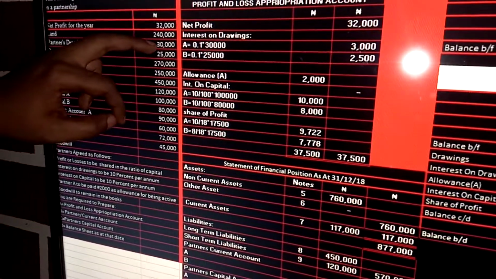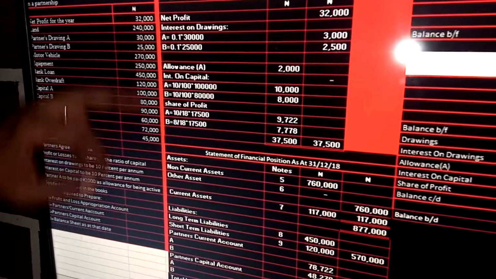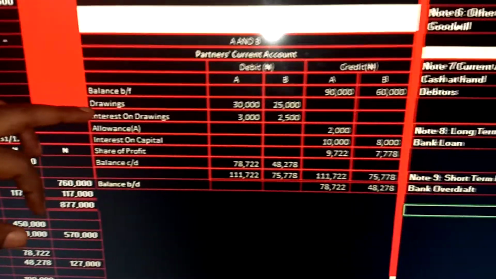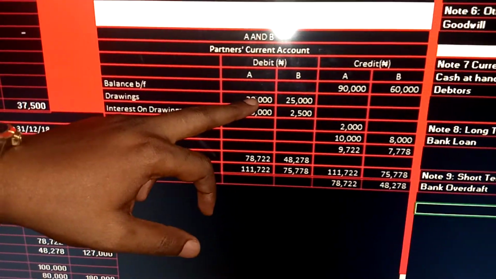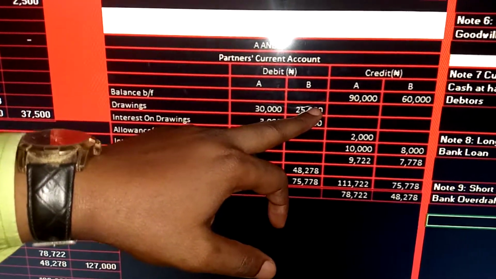Now, A made drawings of 30,000. Look at it here, partners' drawings: A, 30,000. B made drawings of what? 25,000. So you take it out by debiting them. Drawings 30,000 for A, 25,000 for B.